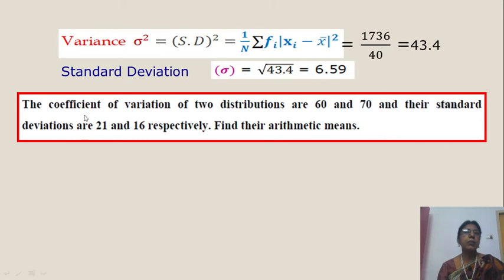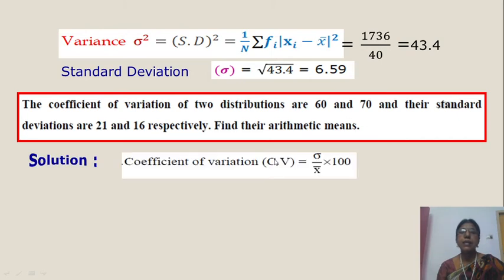See the next problem. The coefficient of variation of two distributions are 60 and 70, and their standard deviations are 21 and 16 respectively. Find their arithmetic mean. What is given here? The coefficient of variation of two distributions are 60 and 70. Take the two distributions as x and y.